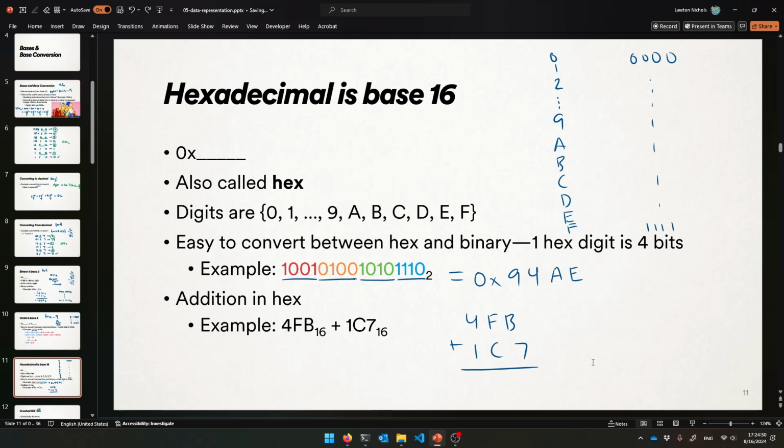All right, so 18 in hex is 1, 2, because the 1 contributes 16, and then 2 is left over. So 1, 2, so you carry that 1. That's how that works, and now we have a new number here to carry. So now it's going to be F plus C plus 1. So 15 plus 12 plus 1.